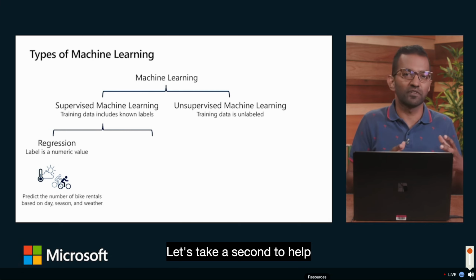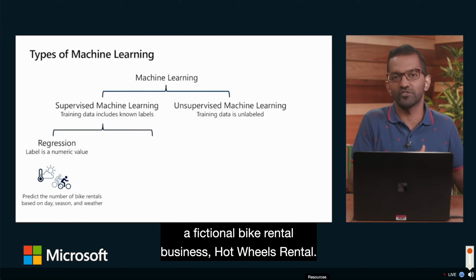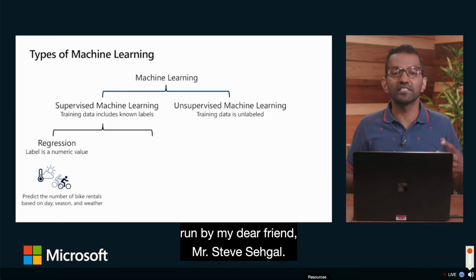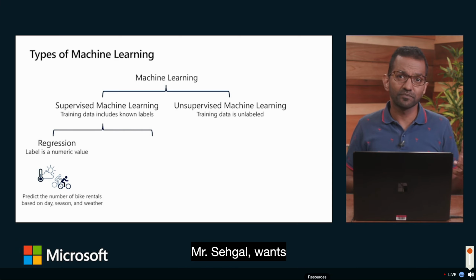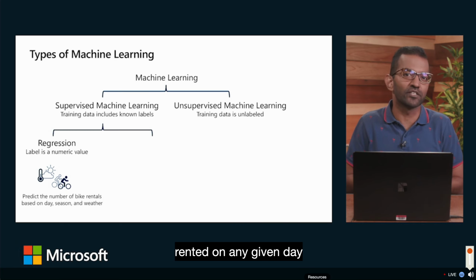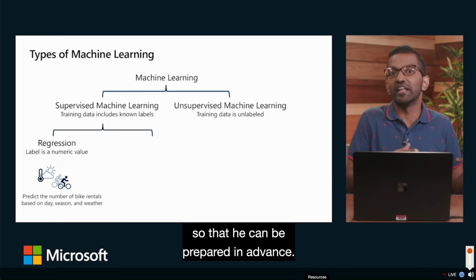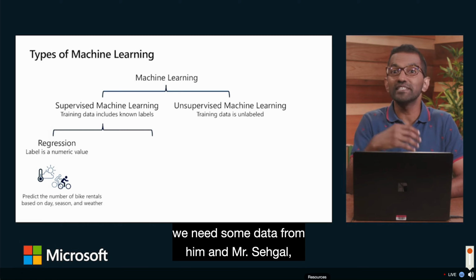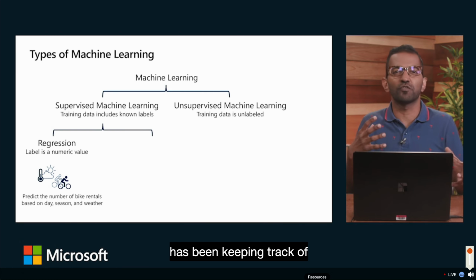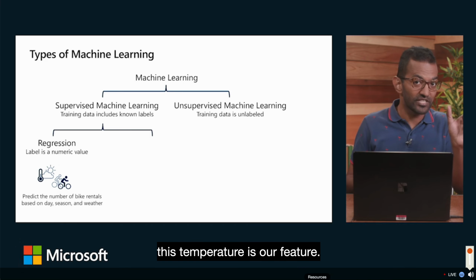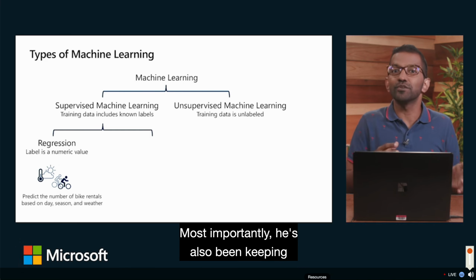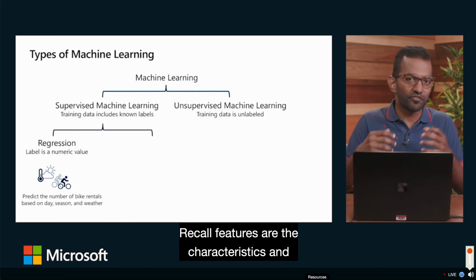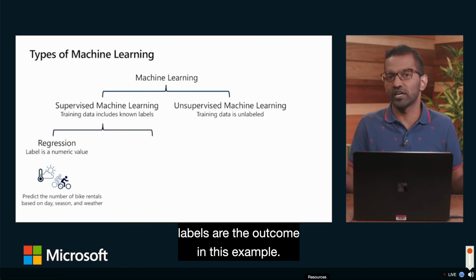So let's take a second to help a fictional bike rental business, Hot Wheels Rental. Let's say Hot Wheels Rental is located at East Coast Park in Singapore, run by my dear friend, Mr. Steve Seagal. Mr. Seagal wants to be able to predict how many bikes are going to be rented on any given day so that he can be prepared in advance. Before we can start to train this model, we need some data from him. And Mr. Seagal, with his great foresight, has been keeping track of the average temperature every day. This temperature is our feature. And most importantly, he's also been keeping track of the number of bikes that were rented, and that is our label. So recall, features are the characteristics and labels are the outcome in this example.